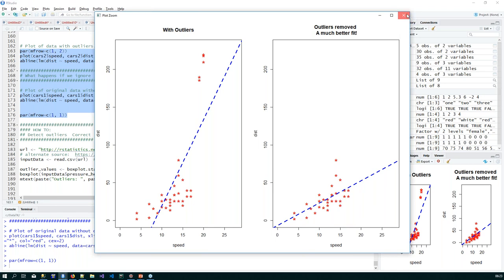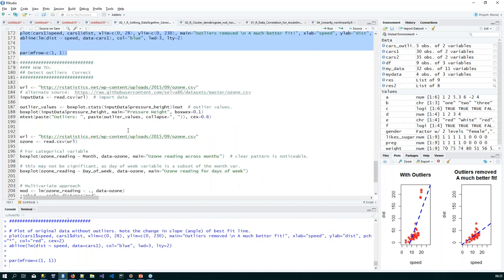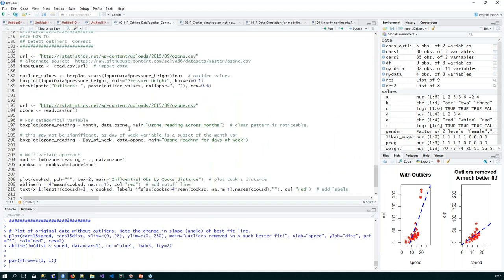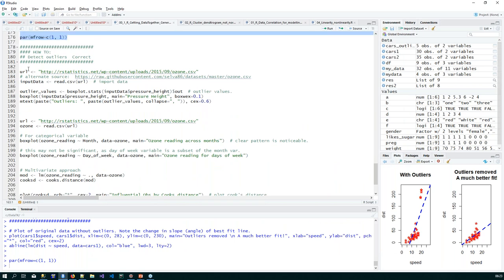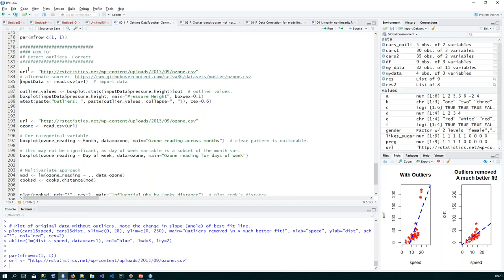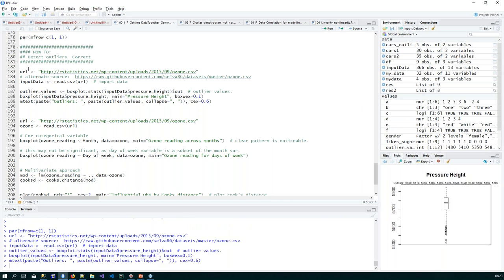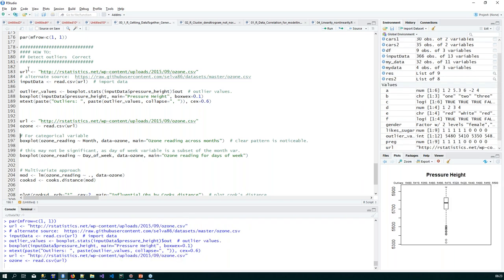So keep in mind that removing the outliers is, of course, very important. But what if I have many more data sets that I want to have cleaned? So in this case, I'll just quickly jump and create a sort of multivariate search for outliers.